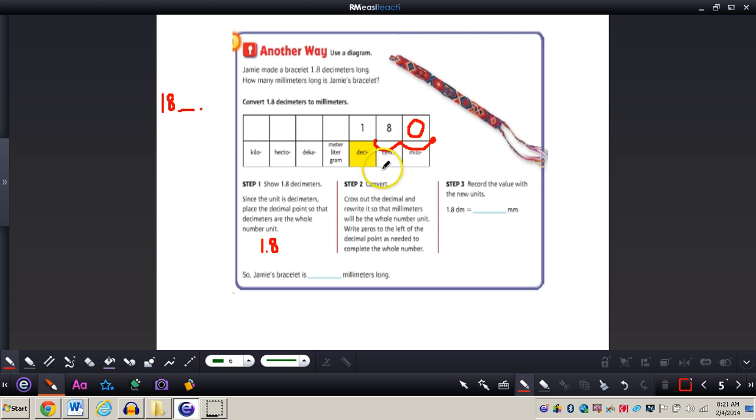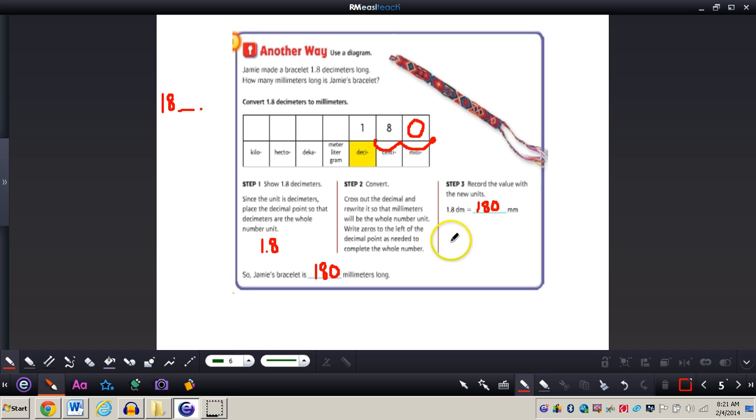Okay, so we can see that now the millimeters is a whole number. So we can see that 1.8 decimeters equals 180 millimeters. So Jamie's bracelet is 180 millimeters long.